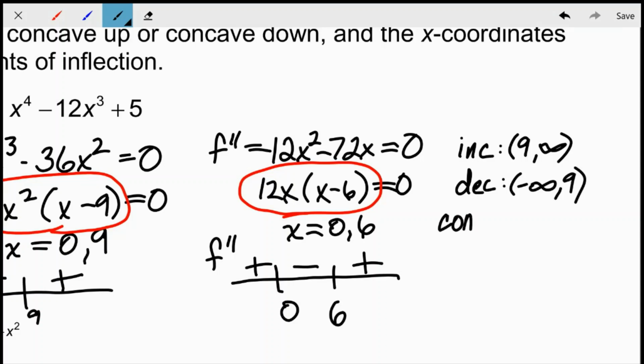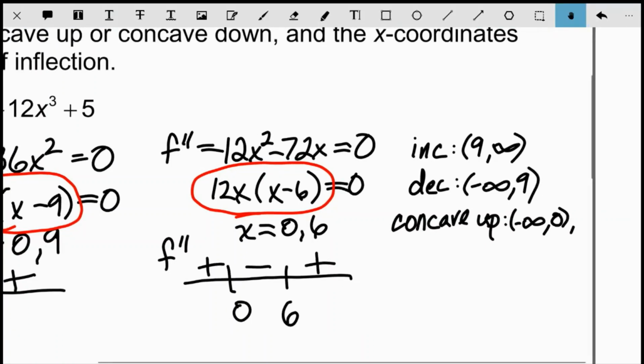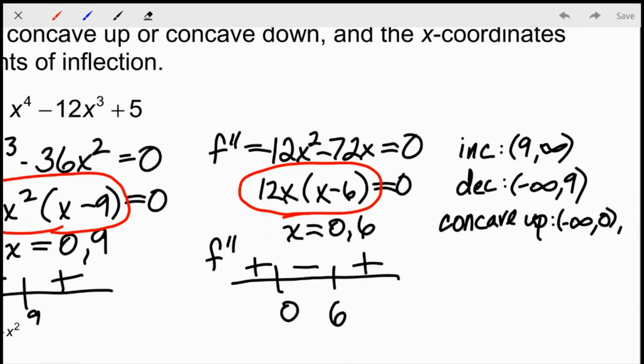Concave up. Okay, you can see we have two intervals for that. We've got negative infinity to 0. And the other interval that we've got is 6 to infinity. Then we can do the same thing with concave down. Okay, so for concave down, I'm looking where that second derivative is negative. That would be 0 to 6.